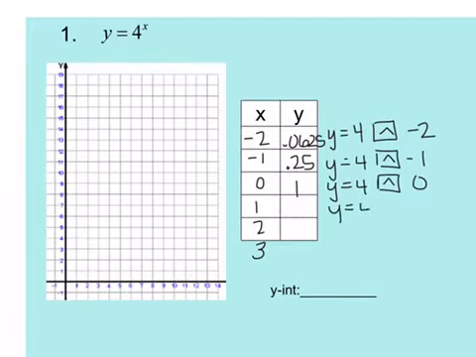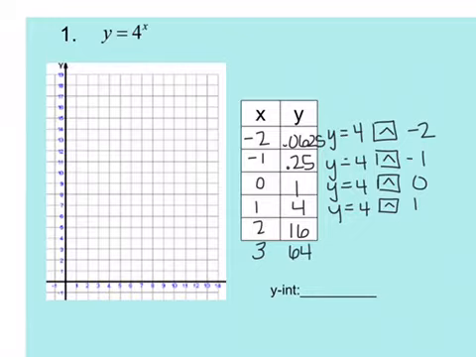Y equals 4 caret key 1. I get 4. Go ahead and put in a 2, and you should get 16. And then 4 to the 3rd power should give me 64.